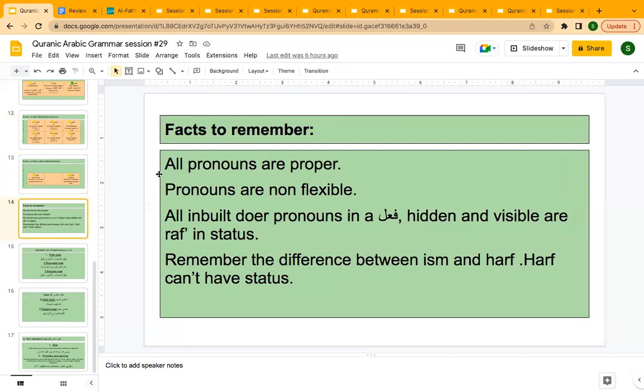Now, facts to remember. We have learned them from before, and this is just a revision, as most of you were concerned that we may forget what we have learned. All your pronouns are proper in terms of type. Pronouns are non-flexible. We have determined that your alif is going to remain alif, your huma is going to remain huma, hima is going to remain hima. It's not going to change their ending at all. They're all non-flexible. So an inbuilt dual pronoun in a fail, hidden versus visible, is rough in status. Is this understandable?